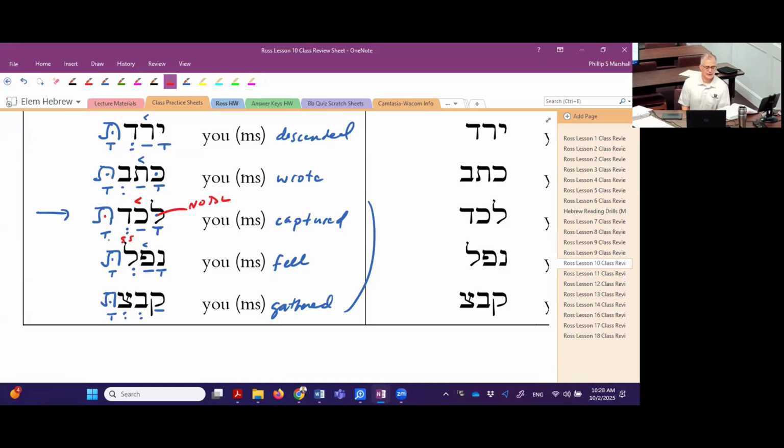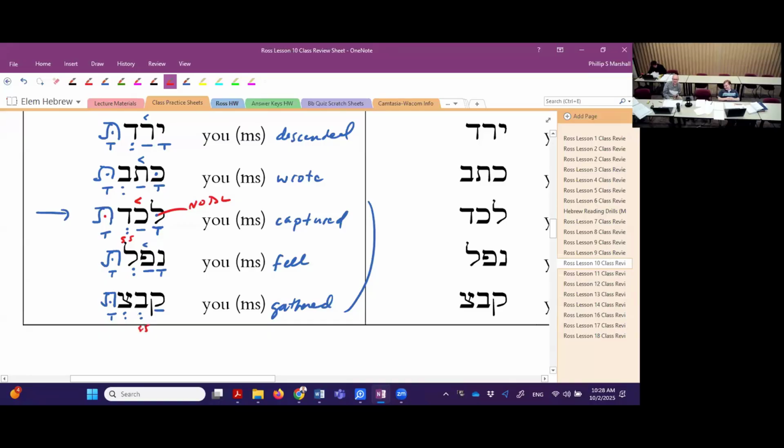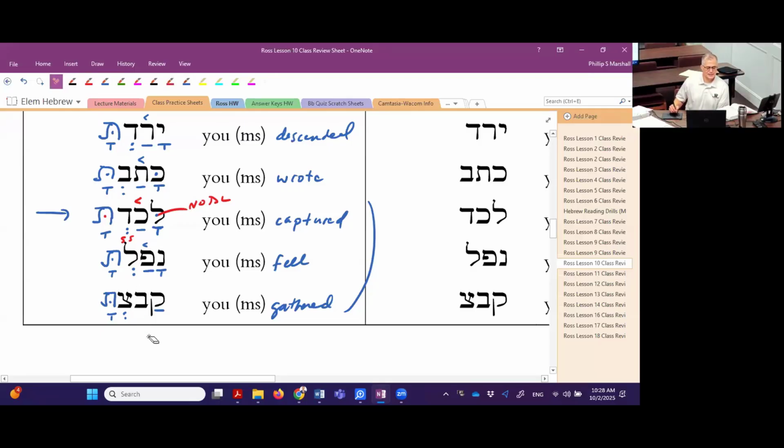What about nafalta here? Is there anything you would change about nafalta? Nope. That looks good. Okay, what about qavatsta? It's a vocal shva under the bet, so it shouldn't be there. Yeah, silent shva, but it needs to go away. Okay, so under the bet, I want a silent shva? No, it needs to be a patach. Okay, so I need to change this to patach.